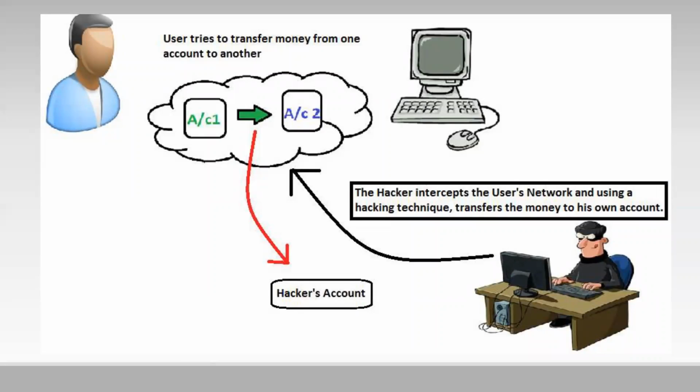So let's see a very common example of hacking. Let's say we have a user who is trying to transfer money from his account to some other person's account. What happens in between is, if that network or those systems are not secured, the hacker will try to intercept the user's network. He will create a disturbance in that particular transaction of amount from one account to another, and he will use any hacking technique which he knows, and transfer the money to his own account. This is a very common type of example we see nowadays, which hackers use.